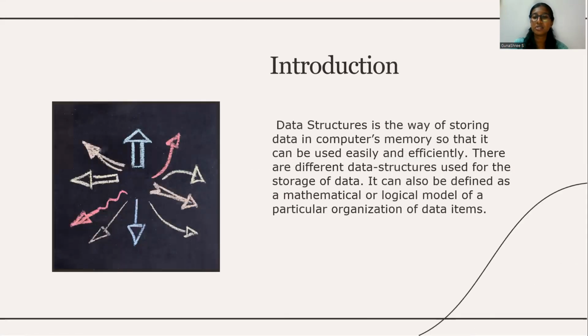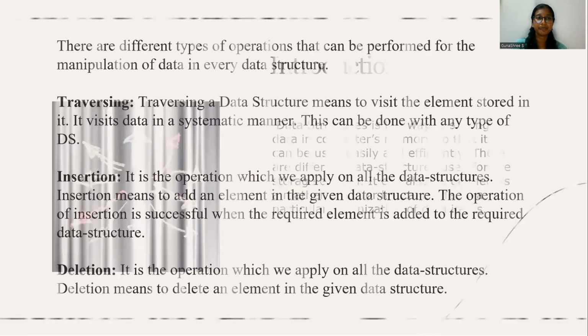A data structure is basically a way of storing data in the computer's memory so that it can be used efficiently and easily. There are different types of data structures used for storing different types of data. Another definition of a data structure is that it can also be defined as a mathematical or logical model of a particular organization of data items.